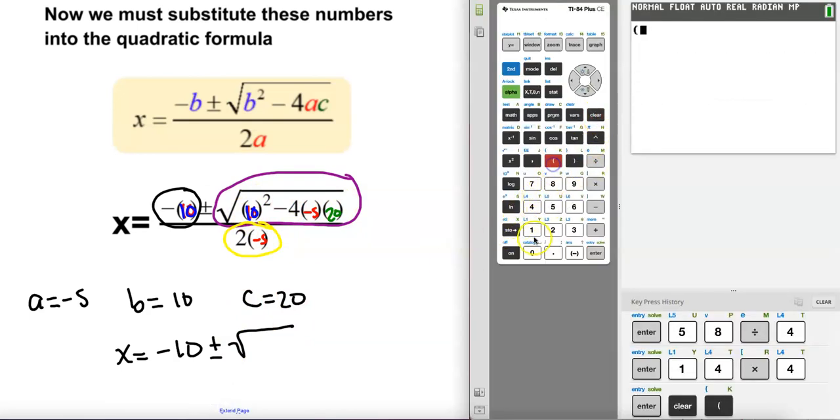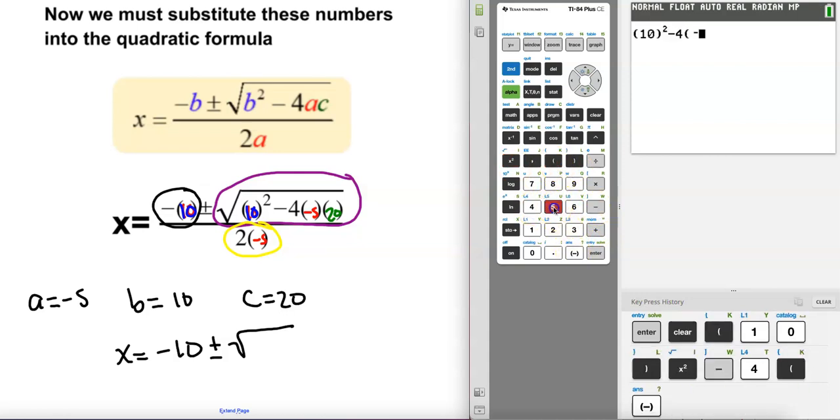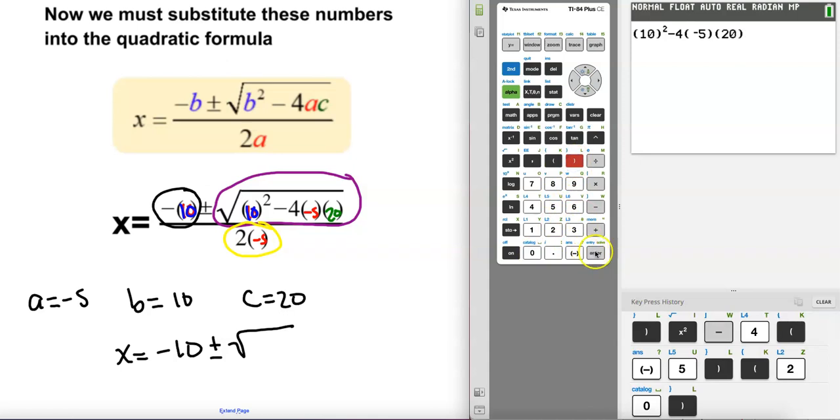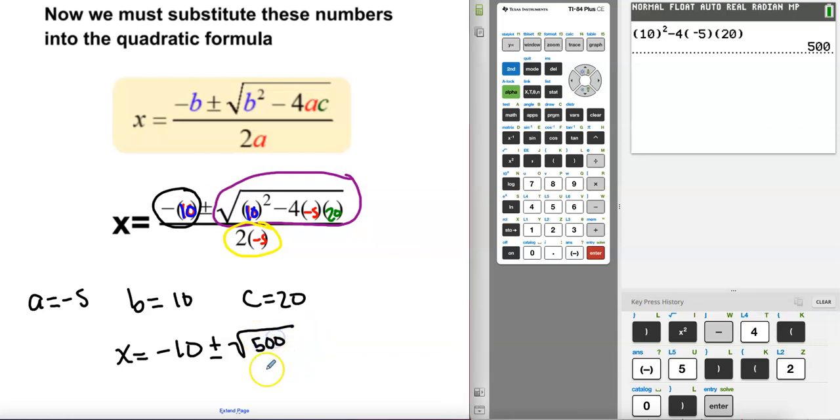So I'm going to open parentheses, put a 10 in there, close parentheses, and square that 10. Then I'm going to put minus 4, open parentheses, -5, close parentheses, open parentheses, 20, close parentheses, and hit enter. And you see you get 500. So therefore, 500 goes under the square root.